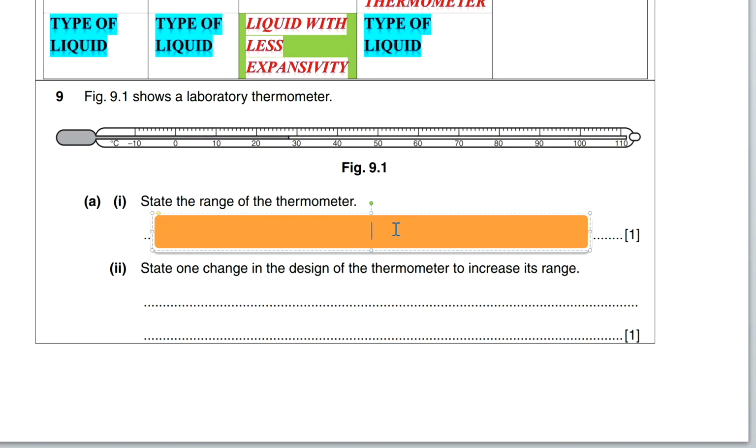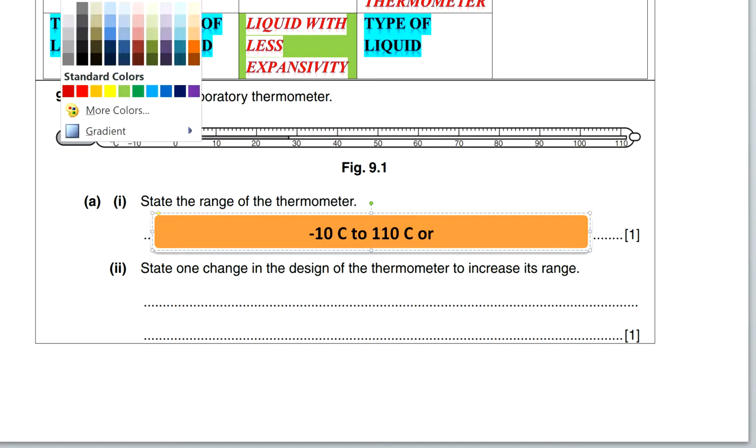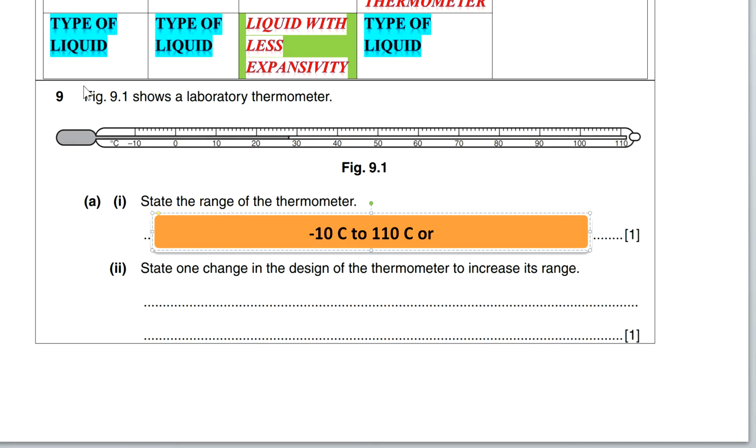So there are two ways to write the range. The first way is the range is from -10 degrees Celsius to 110 degrees Celsius. This is the first way to write the range of the thermometer. Besides the first way, there is another way of writing the range as well. So you can write in both ways for range.